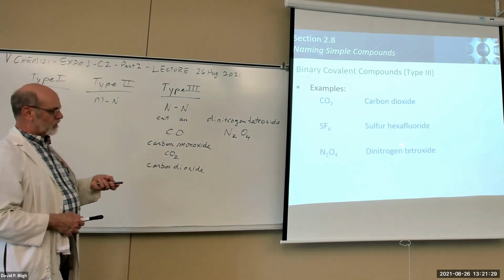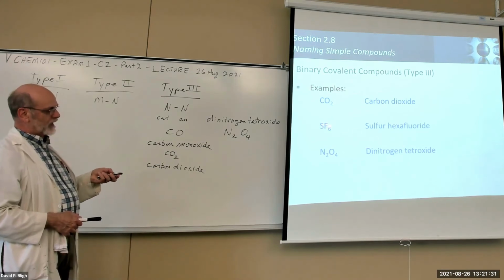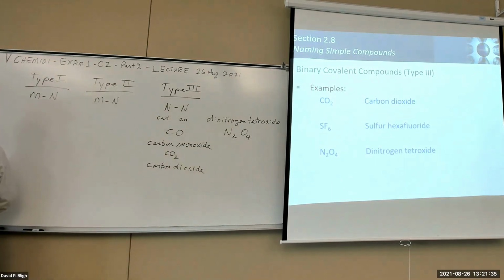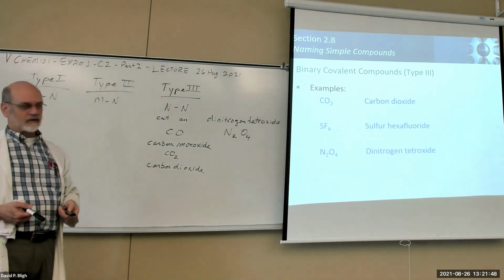Well, I did this one for you already. There's sulfur hexafluoride. Let's see if that follows the convention. Yep, sulfur's over here, fluorine's over there. So sulfur's to the left of fluorine. Let's see, nitrogen and oxygen, yeah. Carbon dioxide, okay. So those follow the convention. The one to the left occupies the cation position.